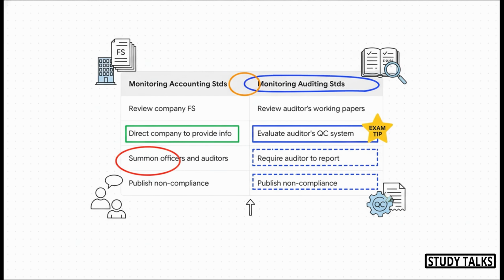And what's really interesting is how NFRA can look at both sides of the coin. To check on accounting standards, they go after the company. They can review their financial statements, they can summon their officers. But to check on auditing standards, they can go straight to the source, the auditors themselves. They can demand to see their working papers and even check out their internal quality control systems. This gives them an amazing 360-degree view of what's going on.